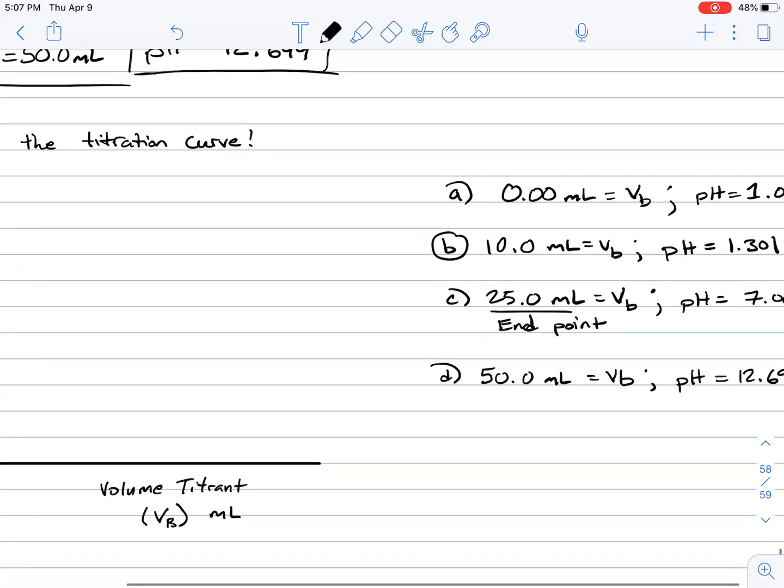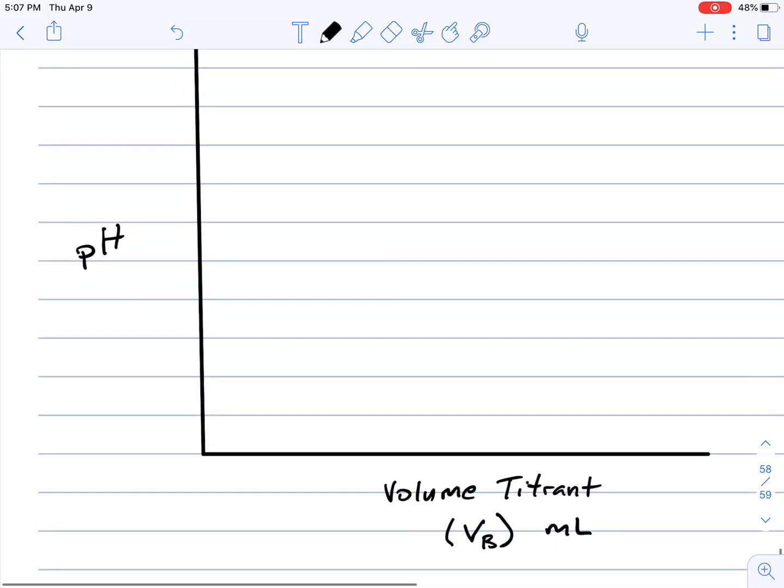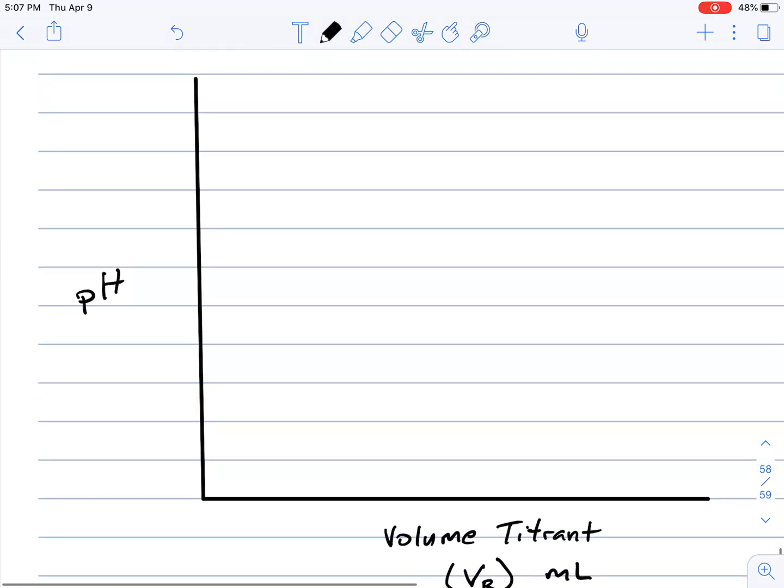So we're going to use all 4 of these points to sketch our titration curve. The first thing I'm going to do is label my y-axis. I'll just roughly say this is 1, 2, 3, 4, 5. I think I'll have enough. Okay, I'll give it more room.